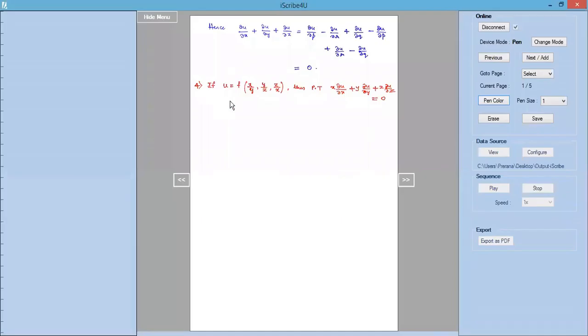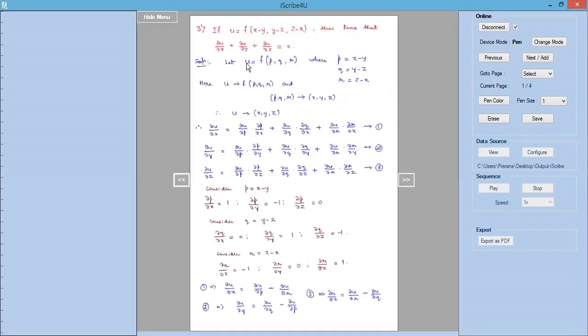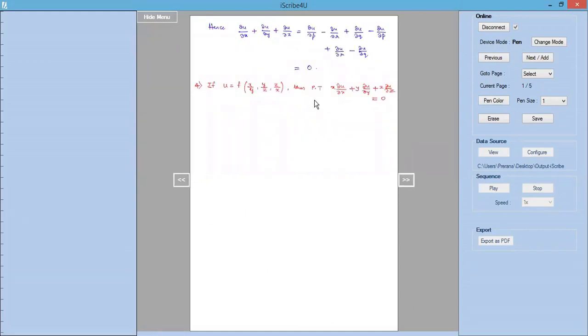So it is given u as a function of x, y, z. So it is x/y, y/z, z/x. Let us assume these as p, q, r as we did in the previous problem. So let us assume u as a function of p, q, r and represent p, q, r as functions of x, y, z. The same way we will represent, and we prove the result here. We need to prove the result x ∂u/∂x + y ∂u/∂y + z ∂u/∂z is equal to 0.